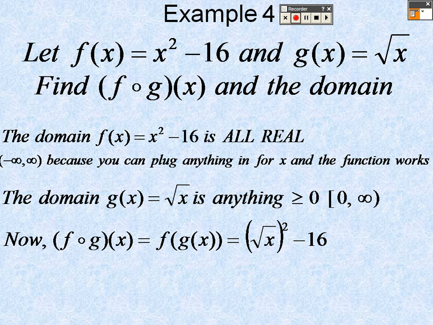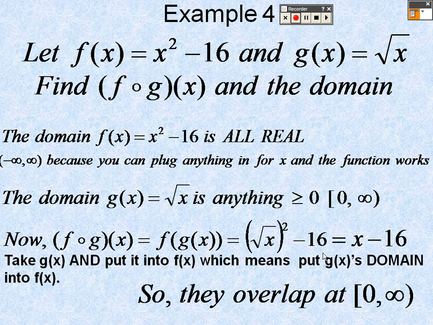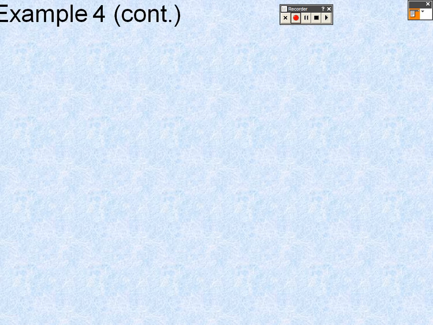So I have my two domains. Now I take all of this and I plug it in. So the square root of x squared, a square root of a square cancels out. So it's x minus 16, really, is what I have. But the domain for that is where they overlap. So the domain is going to be 0 to infinity because it's where they overlapped. That's what I said to look for. That's why you looked at each domain separately.